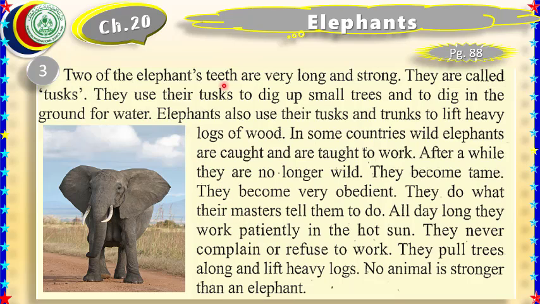Two of the elephant's teeth are very long and strong. They are called tusks. They use their tusks to dig up small trees and to dig in the ground for water. Elephants also use their tusks and trunks to lift heavy logs of wood.